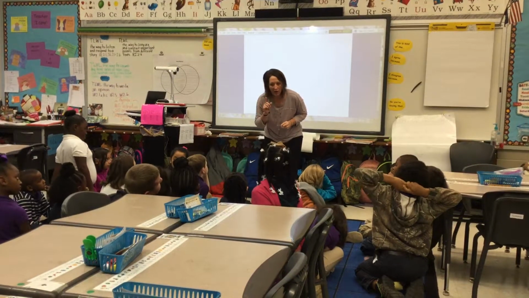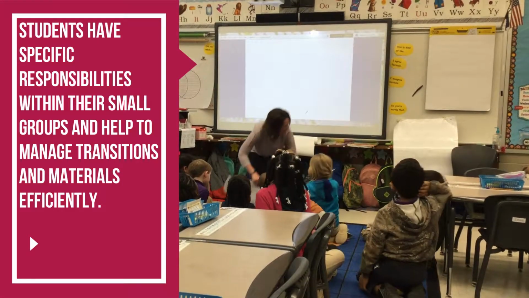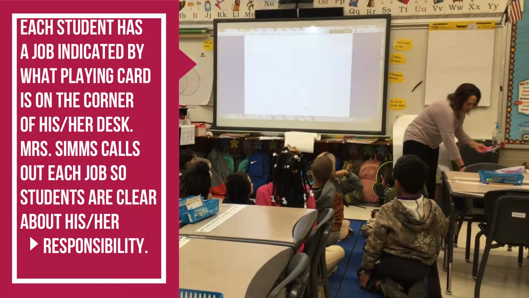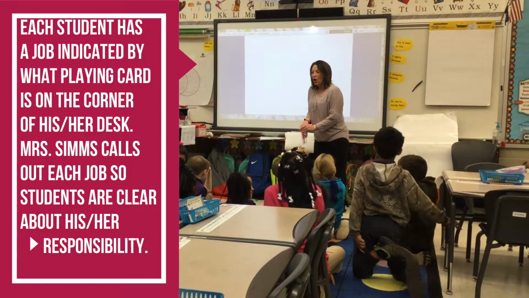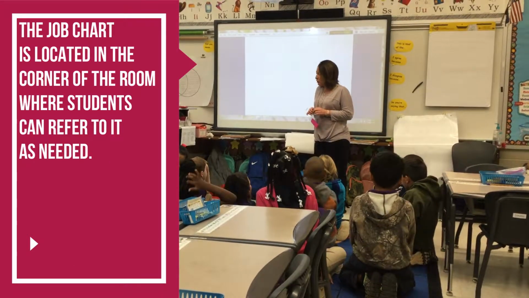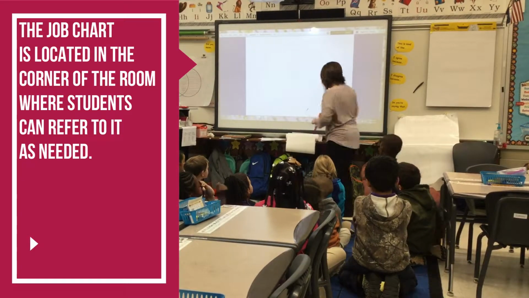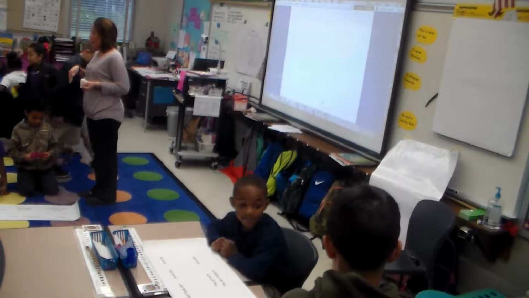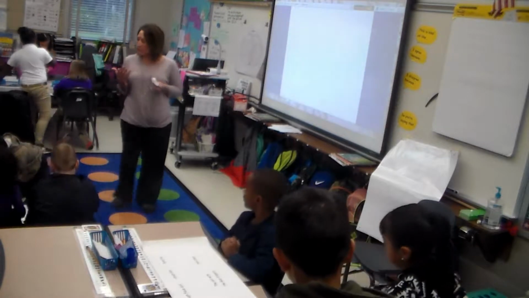Let's go over our jobs today. Make sure you know what your job is at your table. Does everybody know what card is at their table? Okay. So as I call out your card, listen to what your job is today during group work. Once you're settled, Miss Sims will set her timer, and then I'll come around and listen to some of your discussions. When the timer goes off, you'll stop.